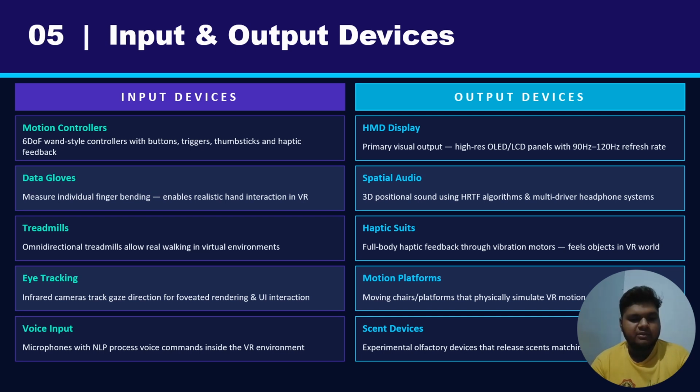We have data gloves that measure finger bending, and omnidirectional treadmills so you can actually walk miles while staying in your room. On the output side, we see haptic suits that let you feel the digital world, and even experimental scent devices to make the experience truly 4D.